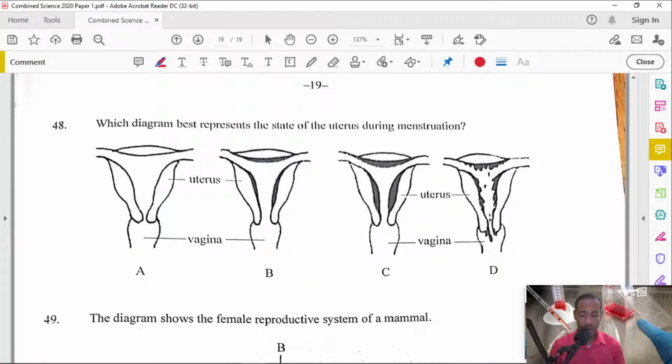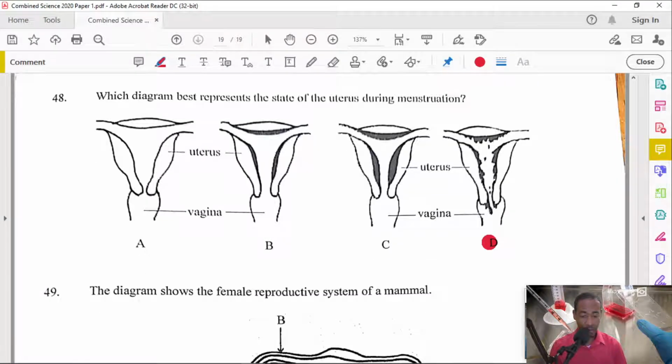Now, question number 48. It said, which diagram best represents the state of the uterus during menstruation? And menstruation is when the walls of the uterus are being shed, all right, which means blood is coming out of the female. And by looking at the diagram carefully, notice that D here is the only one where you see the shedding of the uterine wall.